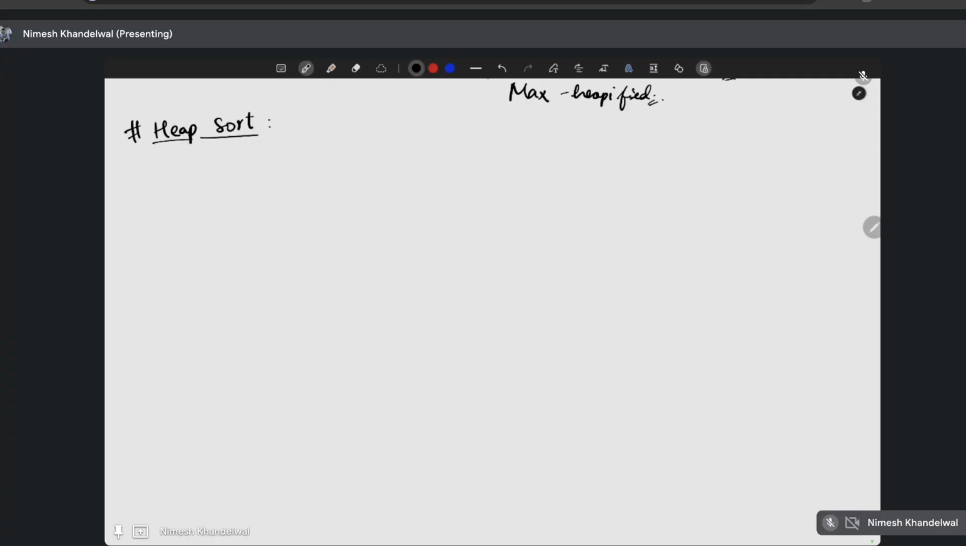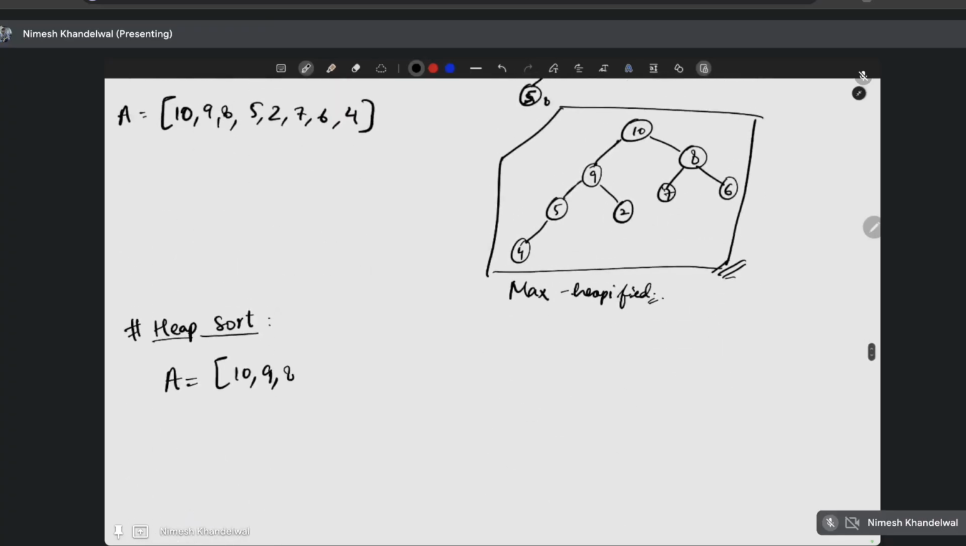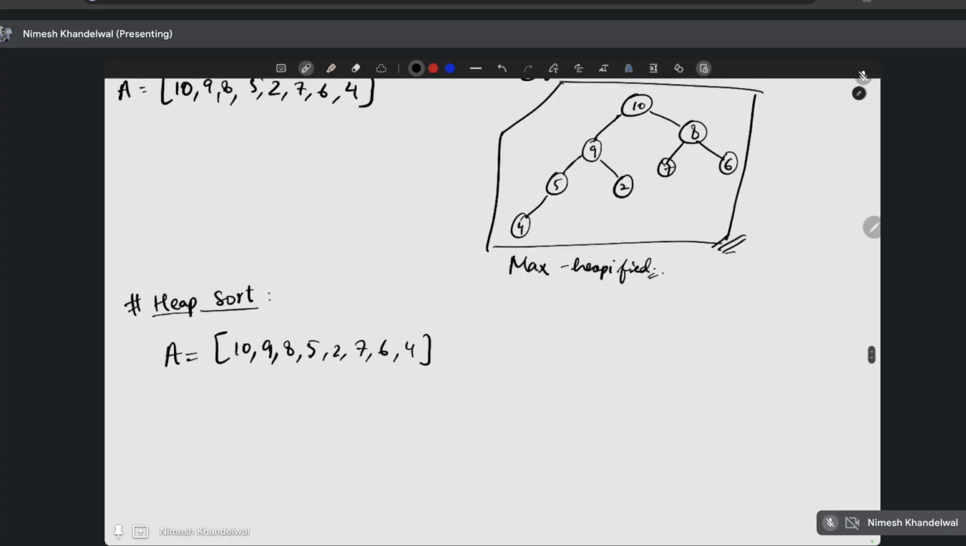So again, let's take our own example. Okay, so the max heapified form of this array was 8, 5, 2, 6, 4. And this was the max heapified form. Now we want to sort it, right? So what's the algorithm? First of all, we have to form a max heap, which we have already done. Then we find the maximum element, and that will always be the first element because this is a max heap, right?